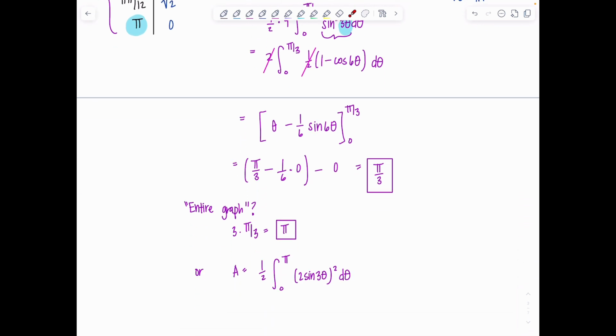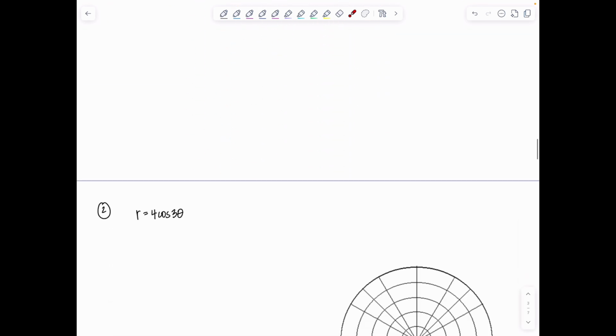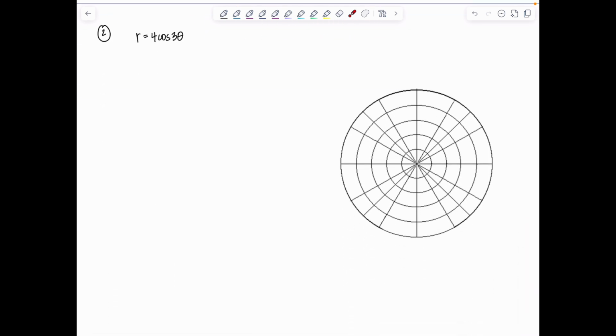All right, good. Let's try cosine because it's a wee bit different, okay? So we're going to graph r equals 4 cosine 3 theta, and then again, we'll find the area enclosed by one loop and the entire graph. So we can tell right off the bat, this thing has 3 petals. And the first thing I recommend you do is find how long it takes for one petal to get traced out, for one loop to be created.